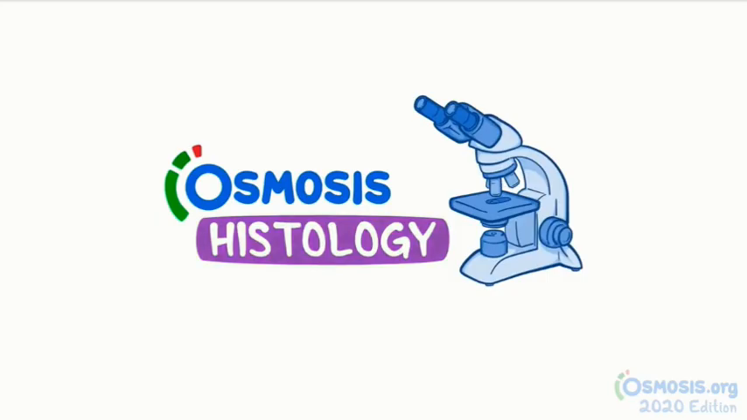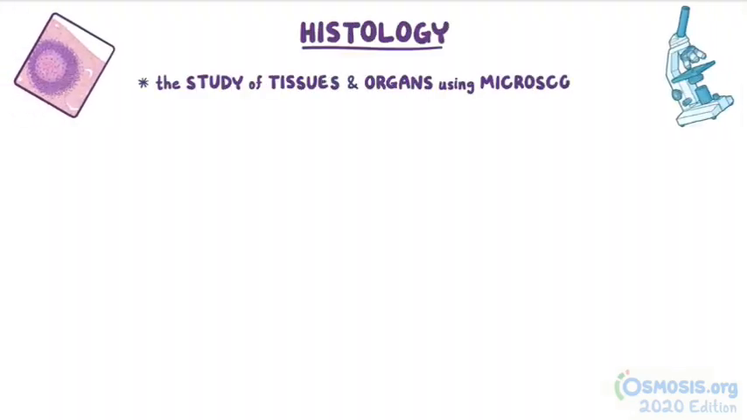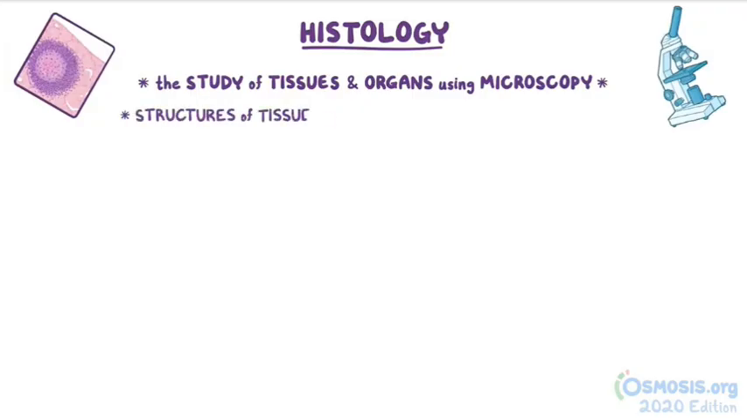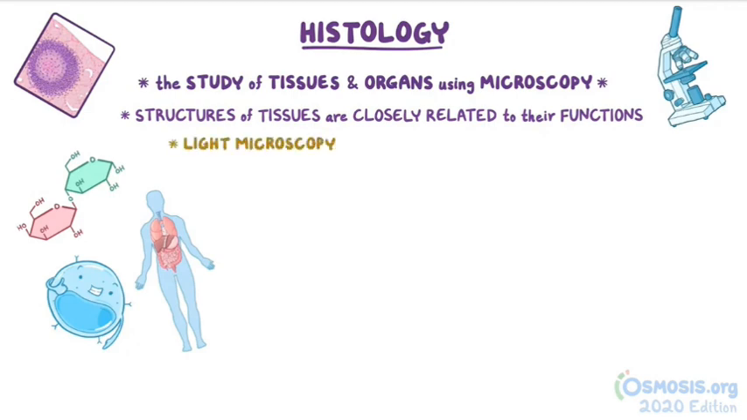Now, let's get a closer look. Histology is the study of tissues and organs using microscopy. Similar to the phrase form follows function, the structures of human tissues are closely related to their functions. By integrating histology with other disciplines such as biochemistry, cell biology, and physiology, we can gain a much better understanding of how the body functions. While there are many types of microscopy, light microscopy, or LM, is the most common, largely because of how practical it is both in the clinical setting as well as in research.